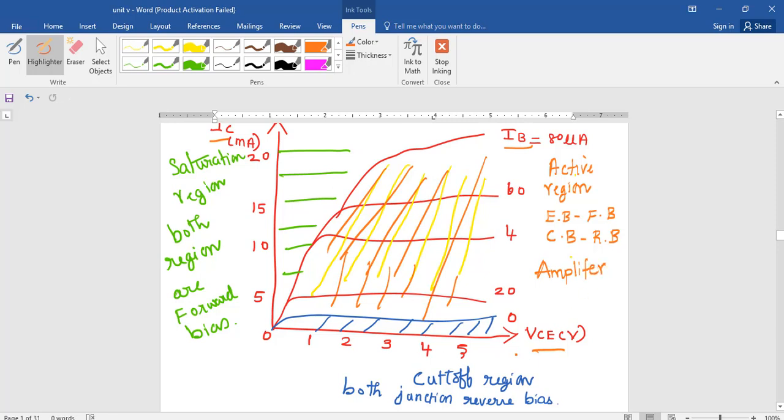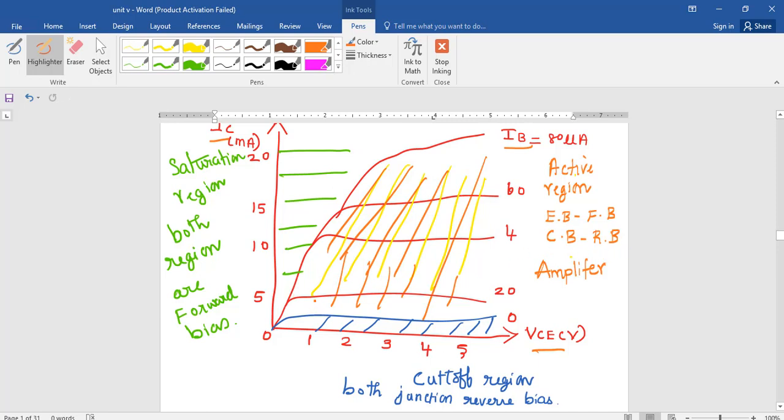In cutoff region it is used as switch. In cutoff region both are reverse bias. In saturation region both are forward bias. In active region EB is forward bias and CB is reverse bias.